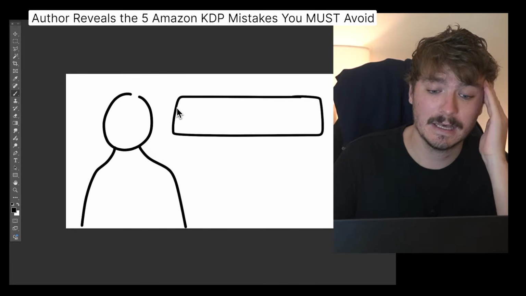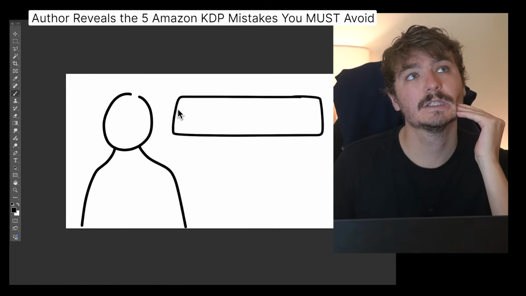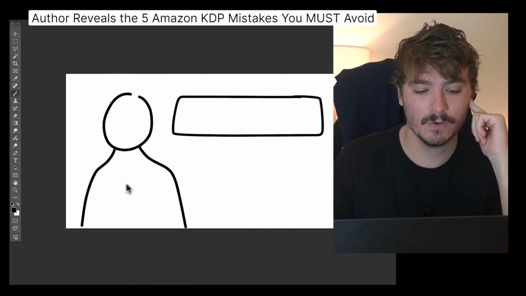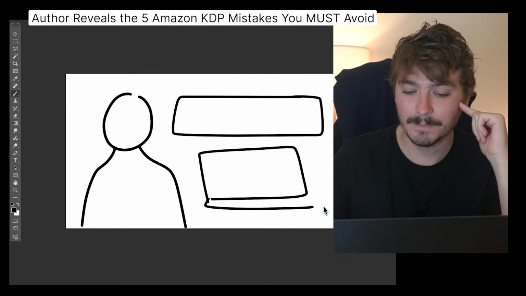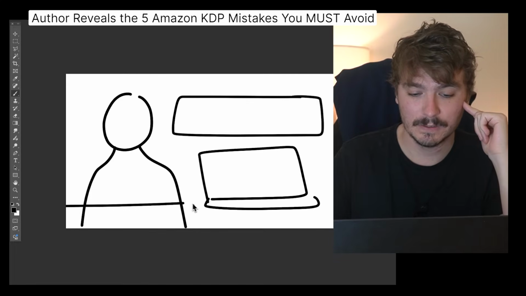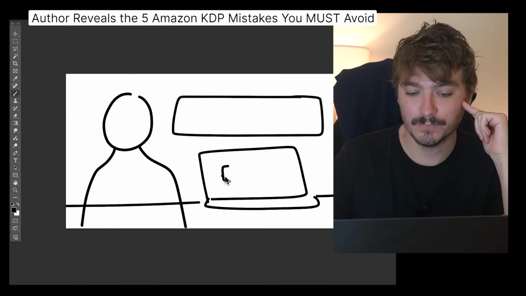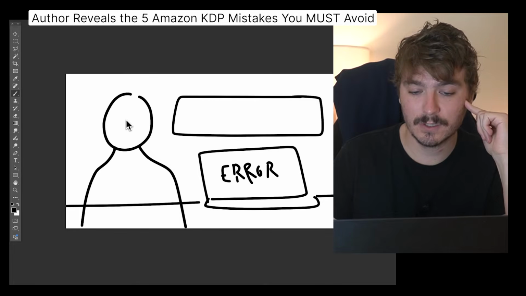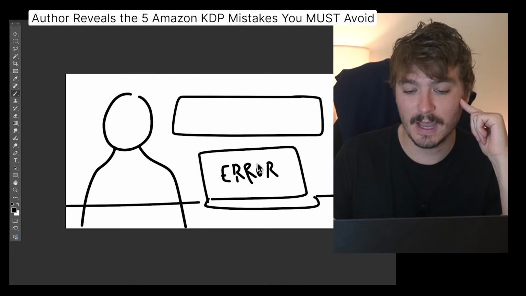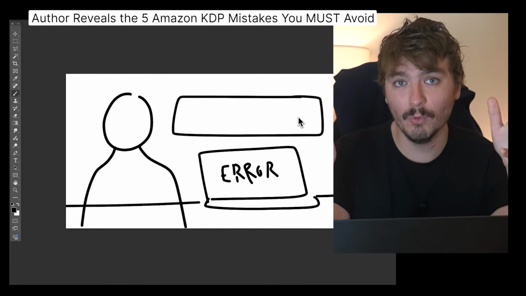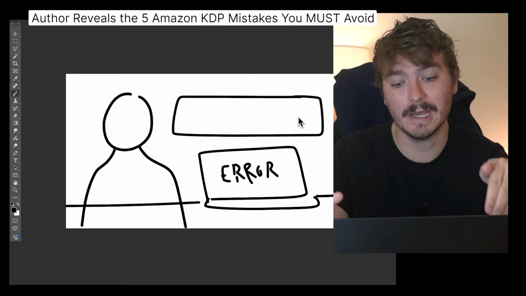Now I need to understand that this is a mistake. So how do we do that? Let's do a laptop here. And then we'll just put this on a desk. And we'll have the word error or something like that. This person is going to tell me mistakes or errors that happen with Amazon KDP. So I can understand that whole premise just from this thumbnail layout here.